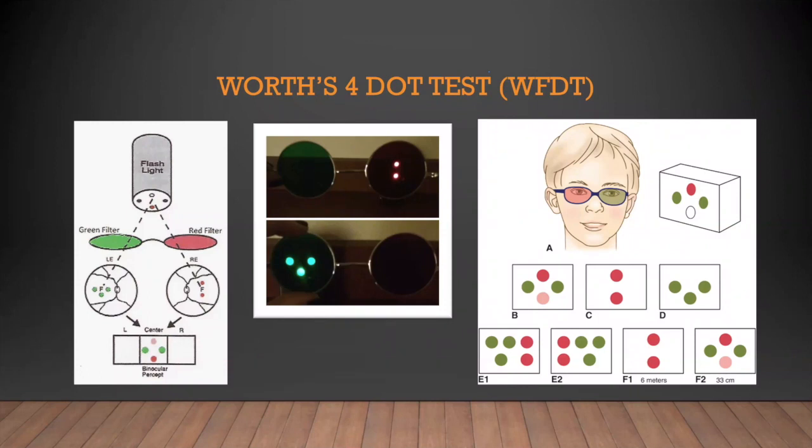So in E1, yes, it's diplopia. That means the patient is seeing 5 dots, that is the 3 green dots and 2 red dots. 2 eyes are seeing 2 separate sets of images, which is diplopia. Now, what does E2 imply? Diplopia again. So what is the difference between E1 and E2?